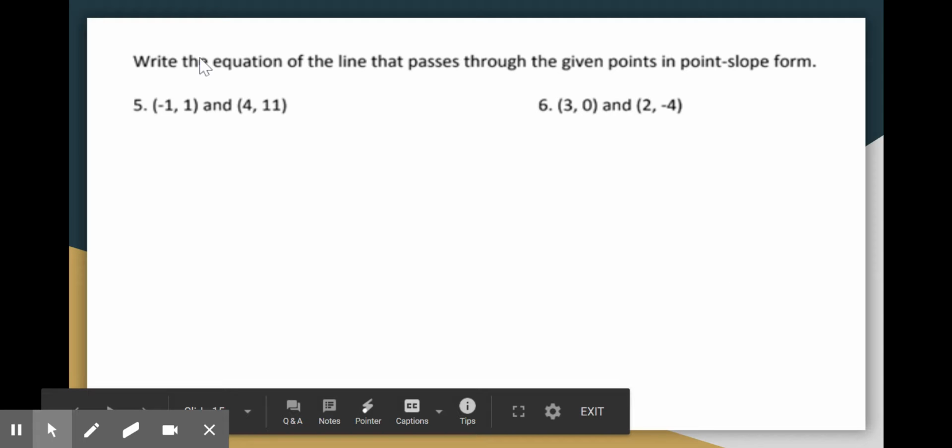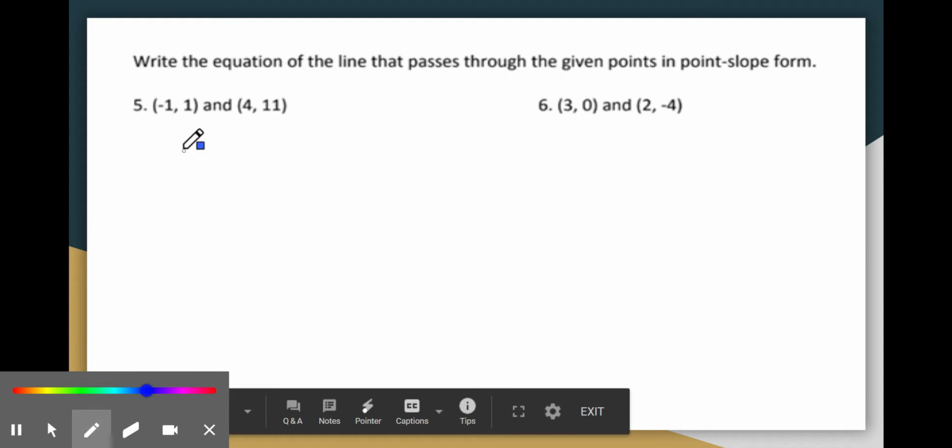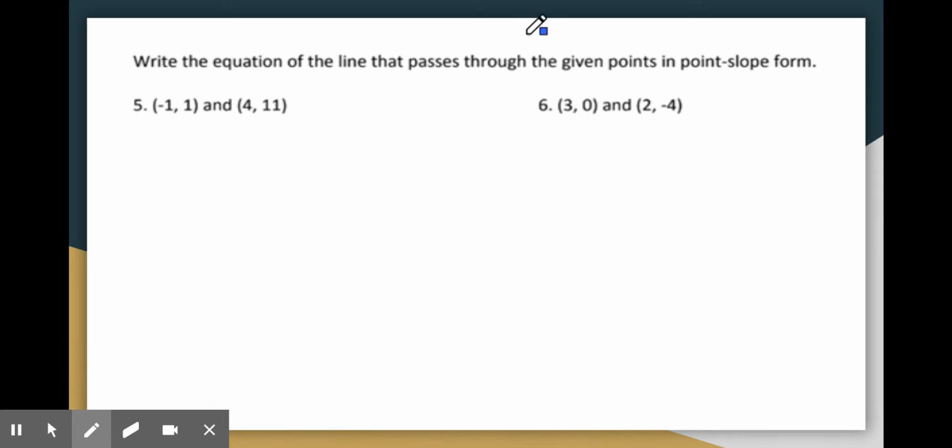Okay, so now let's keep going. We want you to write the equation of a line that passes through the given points in point-slope form. Point-slope form is y minus y1 equals m times x minus x1. To write point-slope form, I need a point, the x1, y1, and I need a slope, which is going to be m.